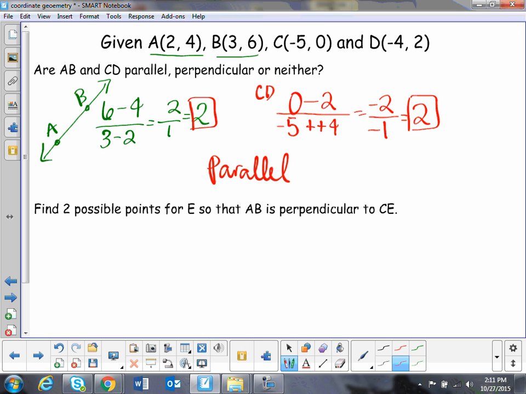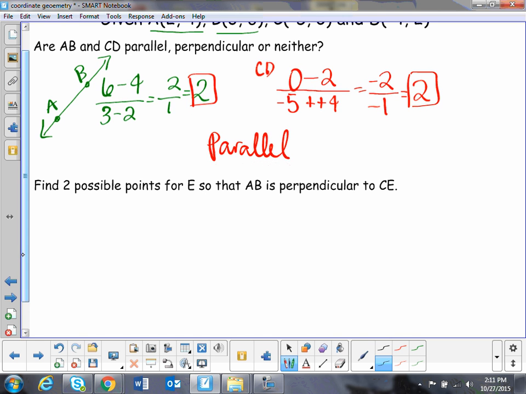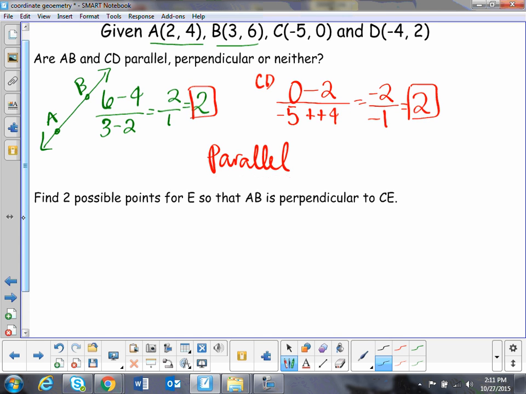All right, last one, a little bit more challenging. It says find 2 possible points for E so that AB is perpendicular to CE. Okay, so here, let me just draw it out for you first so you can have an idea. So there's no E, right? But there is an AB. So let's pretend AB looks like this over here. So that's A and that's B. And then it says CE is going to be what?